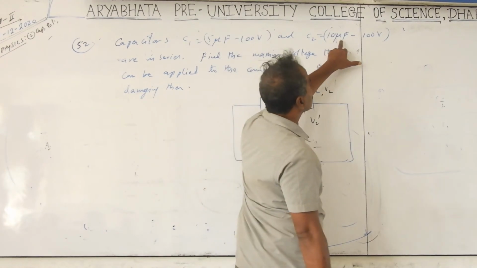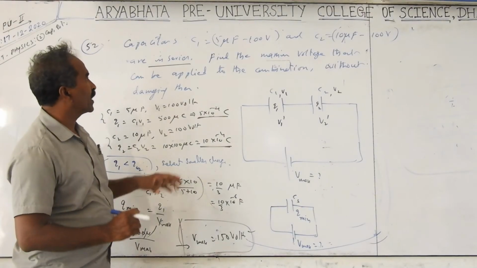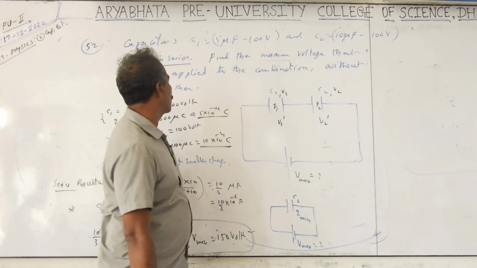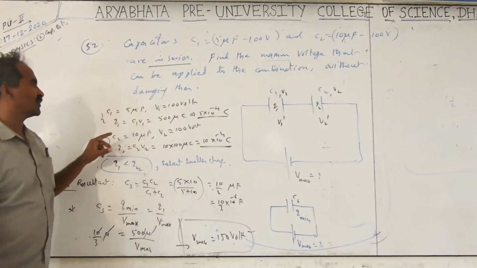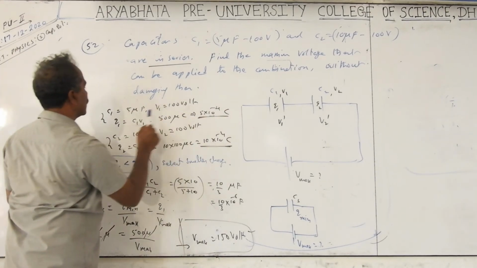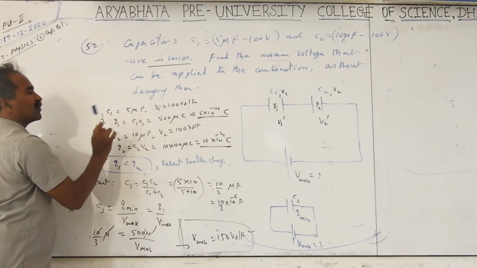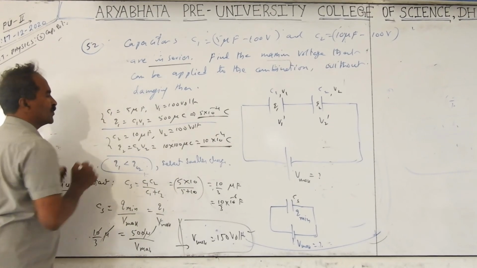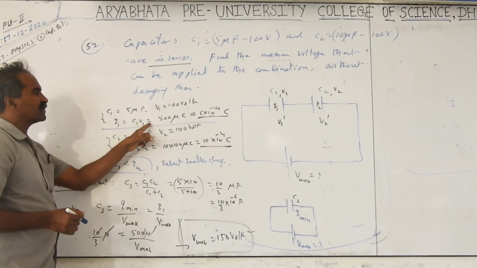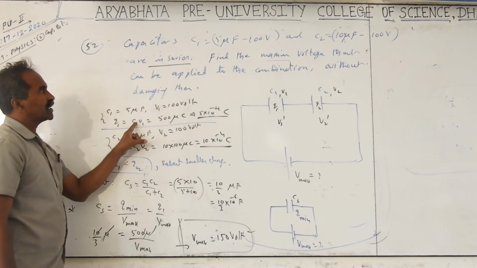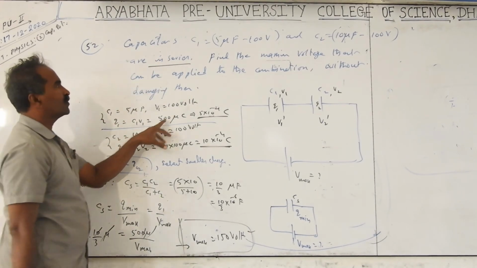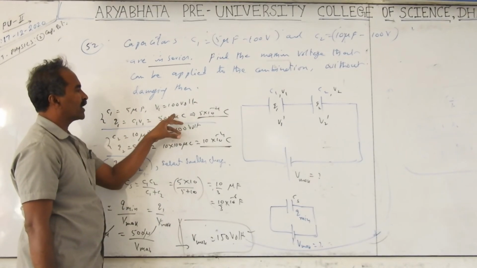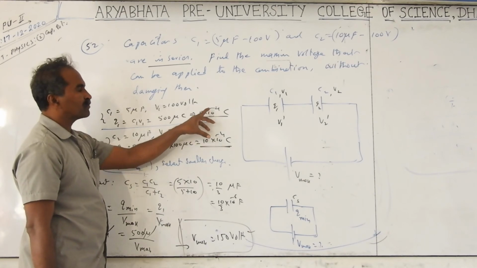For the second capacitor it is 10 microfarad. So you are given two capacitors in series and the maximum voltages are given as 100 volts, 100 volts. First capacitor C1, its maximum voltage is 100 volts. So what is the maximum charge it will hold? You have to find out using the formula Q1 equal to C1 V1. From the given data, C1 is 5 microfarads into 100 volts. So 5 into 100 becomes 500 microcoulombs is the charge, so 5 times 10 to the power minus 4 coulombs.